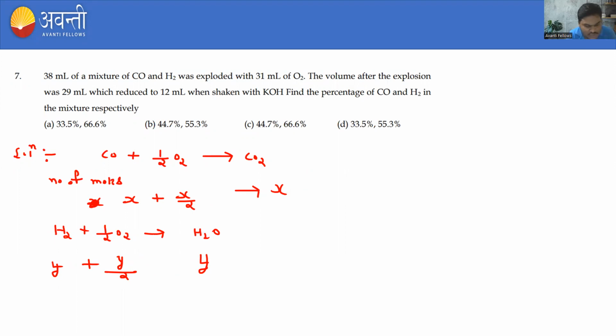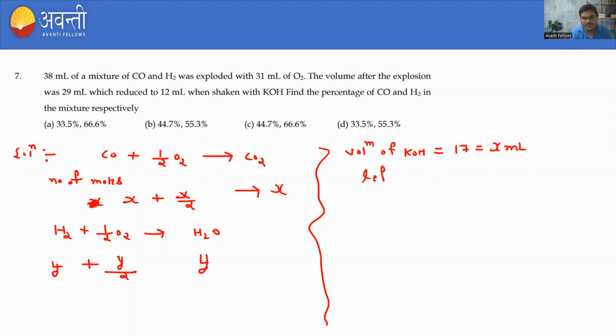Now, when the KOH was mixed, the volume decreased by 17 ml. According to this question, when they are mixed, the volume decreased by 17 ml. So how will you find the volume of CO2? Volume of CO2 is nothing but equal to 17, or say X is 17. Left amount of O2 is equal to 12 ml.